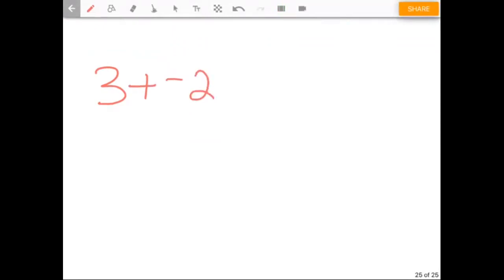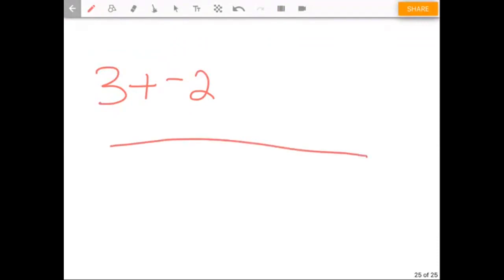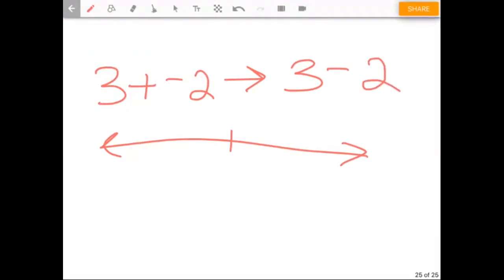So 3 plus -2. What's that? We could rewrite that as 3, instead of plus negative, that's the same as just minus 2. So what's 3 minus 2? 1. Yep. So if here's 0, we're at 3.